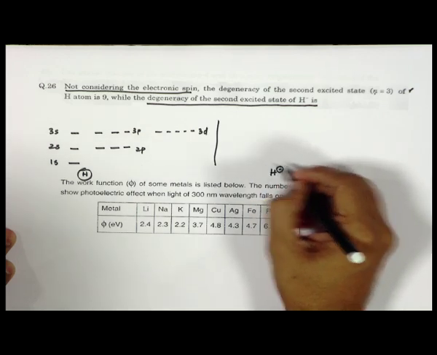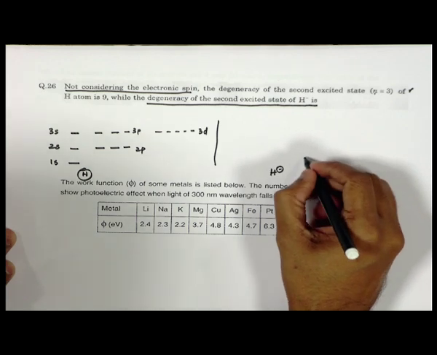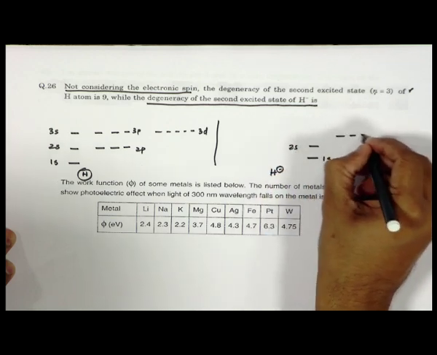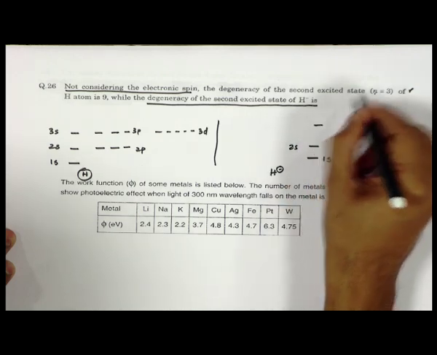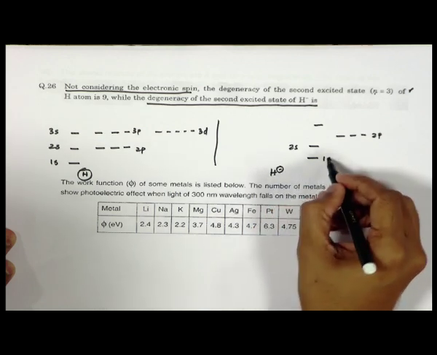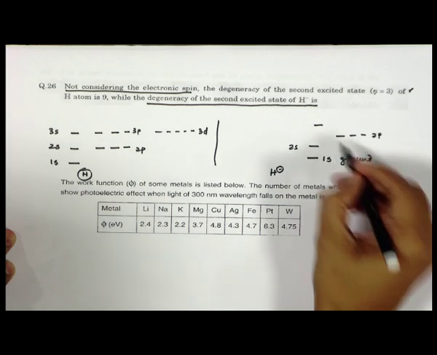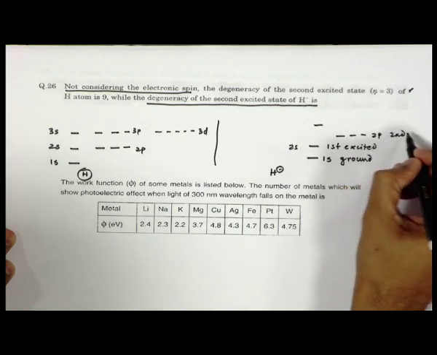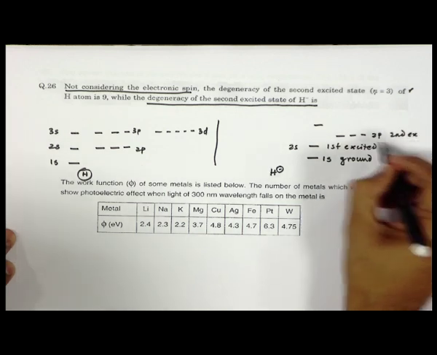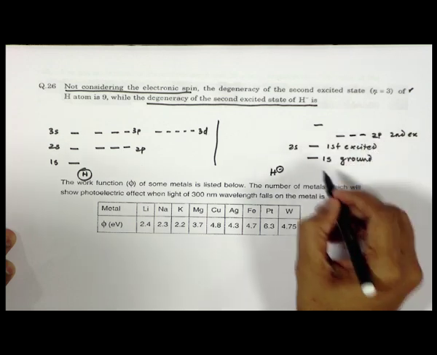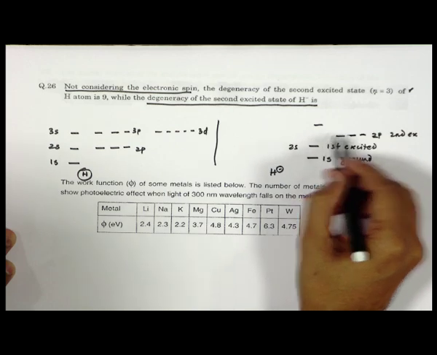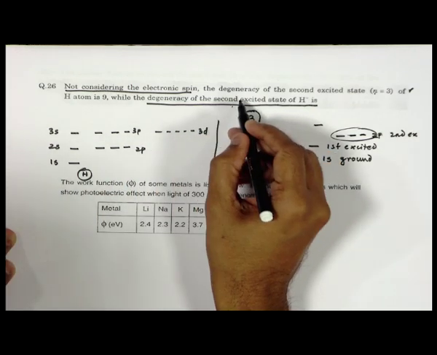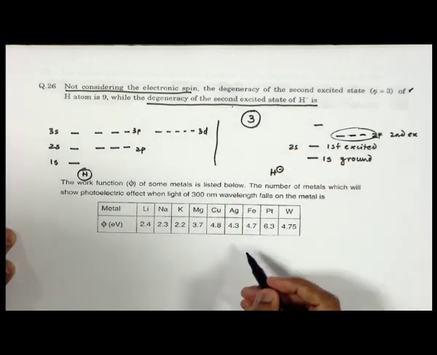For a multi-electronic species, we know that the ordering depends on n plus L. So, we will write down 1s, then 2s, then comes 2p, then comes 3s, and so on and so forth. What is the ground state in H minus? This is the ground state. This is the first excited state, and this is the second excited state. The second excited state is essentially 2p. How many orbitals are there in this case? The degeneracy is 3. The final answer is 3. The degeneracy of the second excited state of H minus is 3.